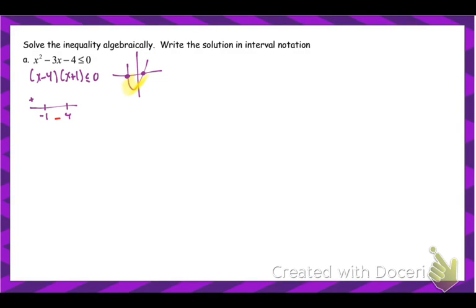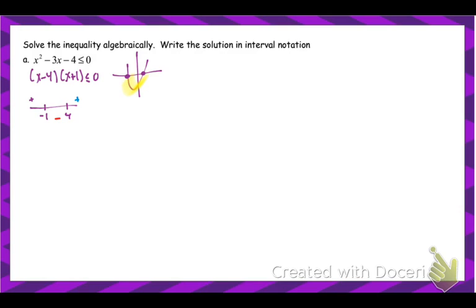Then I'll pick something on the right side, something in this region. I can pick 1,000 if I wanted to. 1,000 minus 4 is positive, 1,000 plus 1 is positive. A positive times a positive is a positive number. So everything to the right of 4 in this graph is going to be positive.